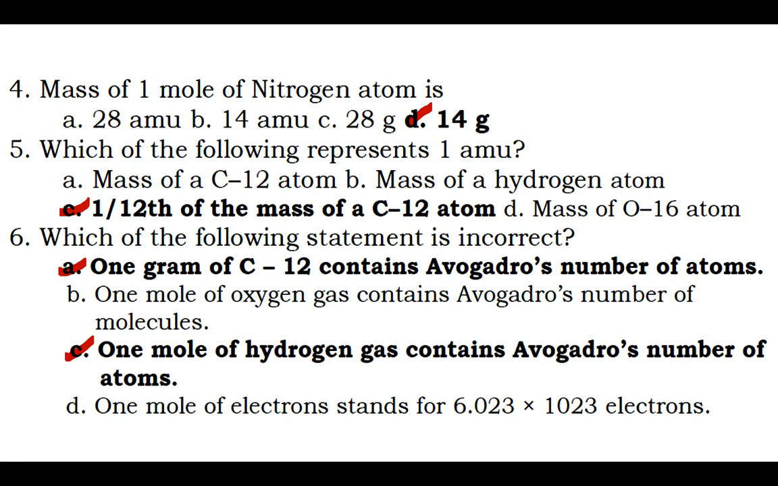Question number 5. Which of the following represents one atomic mass unit? Option C, 1/12 of the mass of a C12 atom. Question number 6. Which of the following statements is incorrect? Option A and C. That is, 1 gram of C12 contains Avogadro's number of atoms, and option C, that is 1 mole of hydrogen gas contains Avogadro's number of atoms.